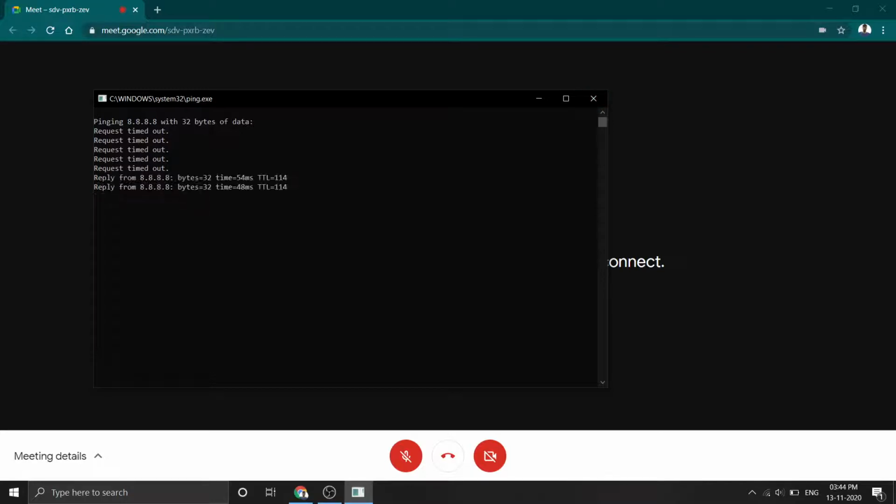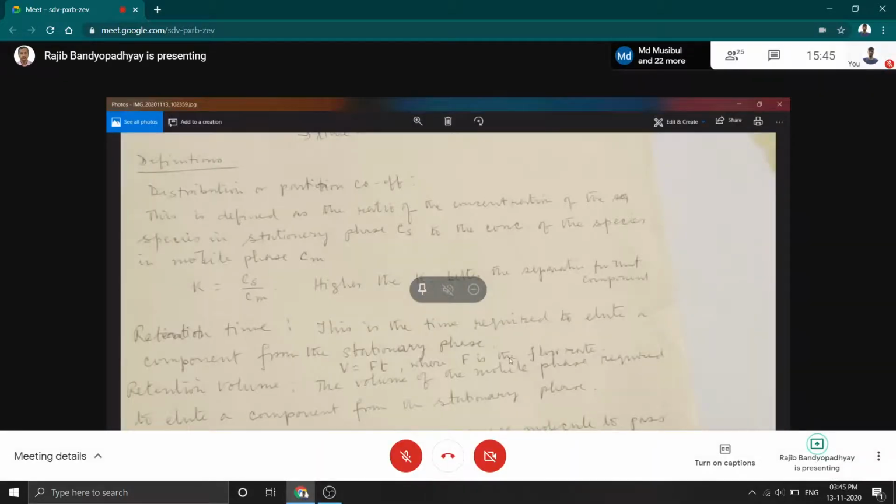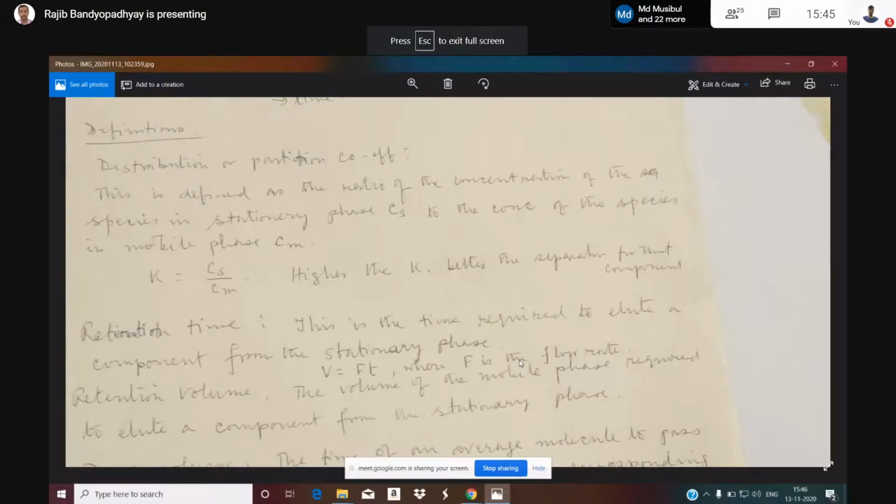phase, or the mobile gas, or the helium gas, it pushes and takes out the compound from the stationary phase. Okay, so gradually the sample passes through the column, and because of the different partition coefficient for different components, the compounds are separated. So this is known as elution. Elution means coming out. It takes out from the stationary phase.